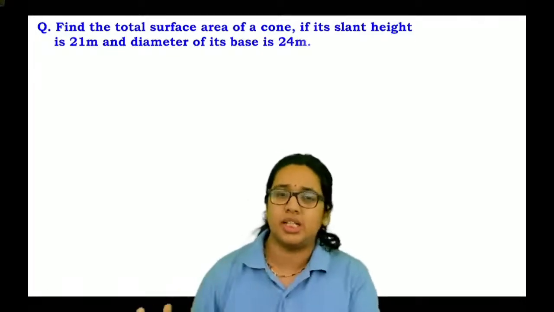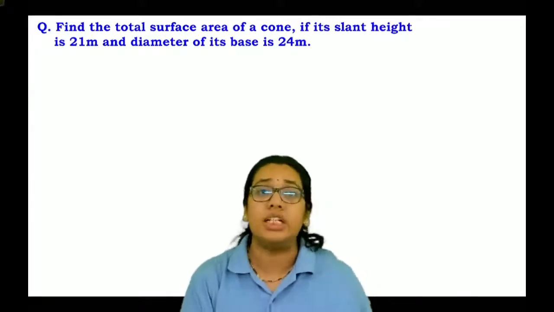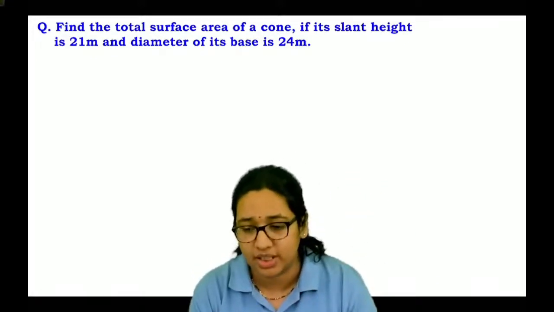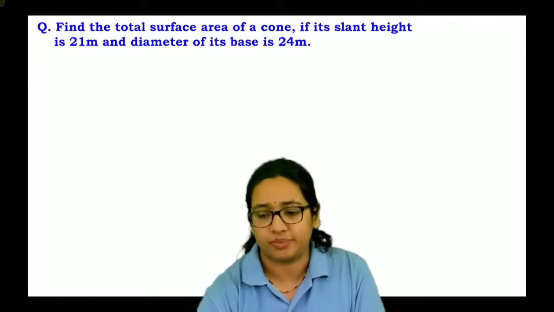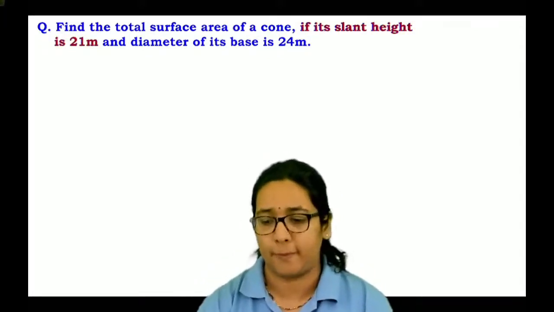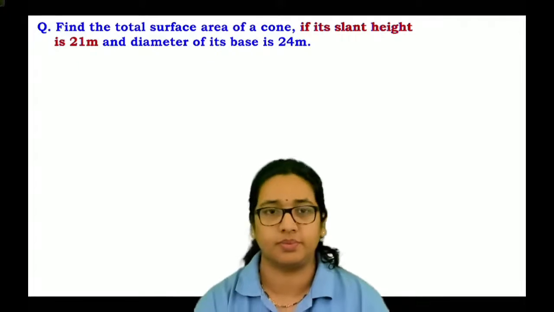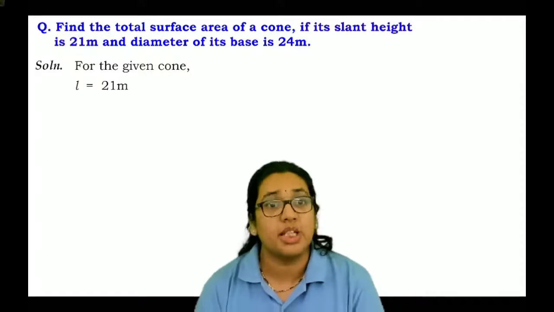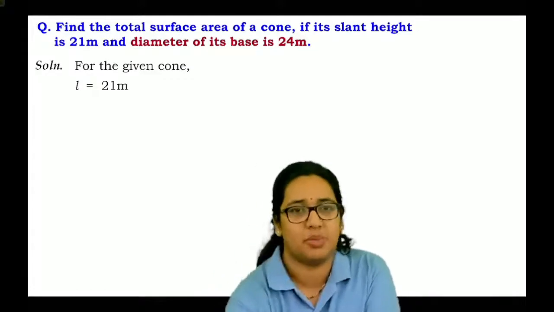So the first question: you have to find the total surface area of a cone if its slant height is given as 21 meters. Slant height means directly the value of L was given, correct? And the diameter of the base will be 24 meters. If you have the diameter, can you find the radius? Correct. How will you get it? Half of it, correct. What is the formula for total surface area? You need the value of L and the value of r, and pi you consider anyway.